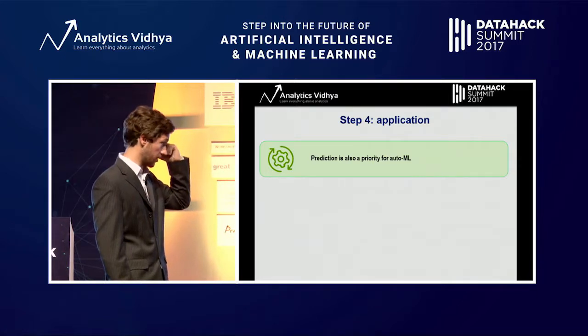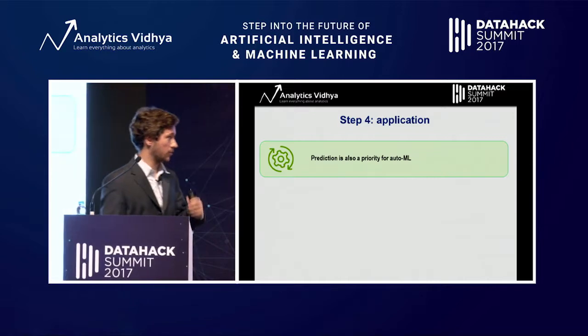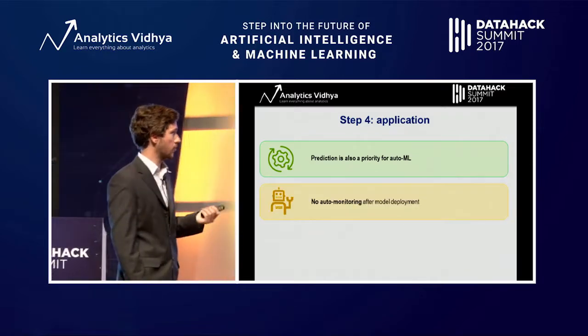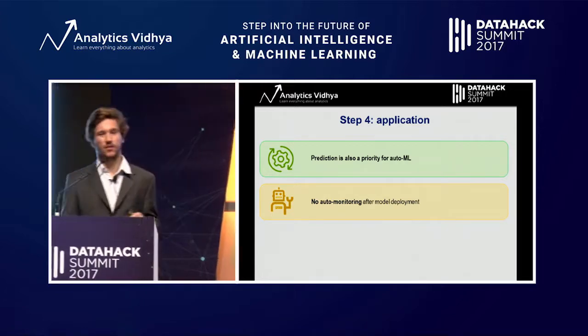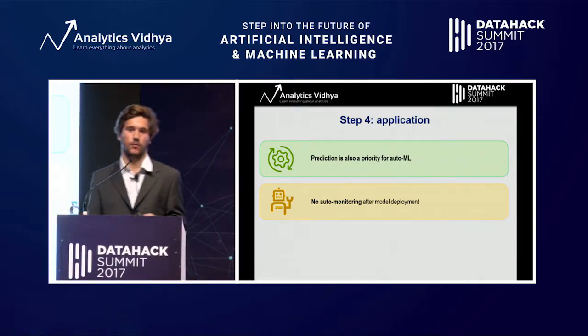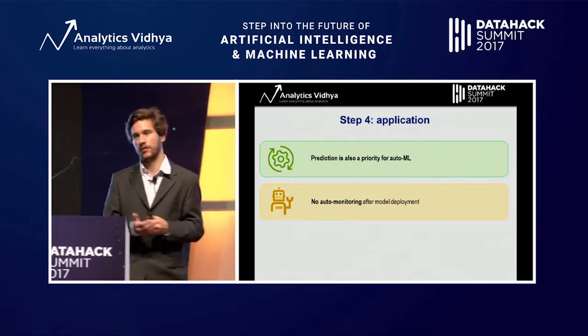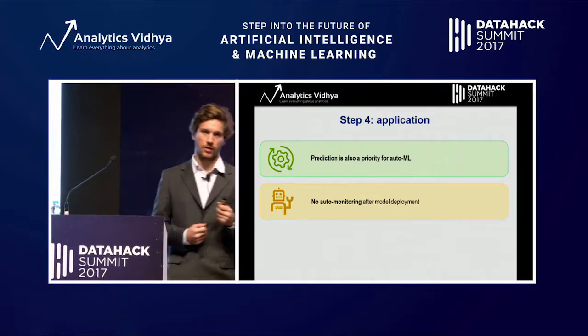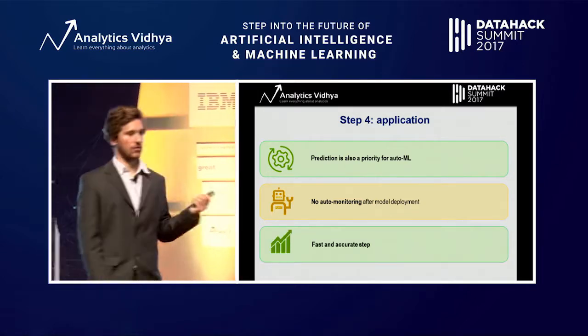And prediction or application is maybe the easiest step to be automated, so that's no problem. Just one thing is that it's difficult to automate monitoring of models. Once you predict, it's difficult. You can have some warning about the data, but it's difficult to automate the right decision. And it's fast and accurate steps, so that's okay.